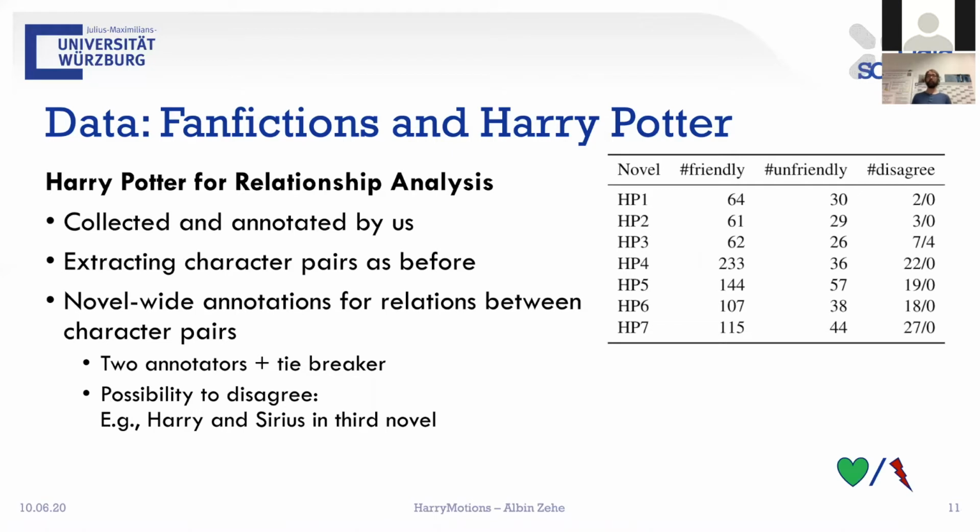The second corpus is the Harry Potter corpus, which we use for relationship analysis. We've collected this corpus ourselves by just extracting all important character pairs from the Harry Potter novels, as I've already detailed for the relationship classification step. We then gave each of these character pairs to 2 annotators to provide a label for the relationship between these characters. So for example, 2 annotators were asked to label the relationship between Harry and Ron in the first novel.